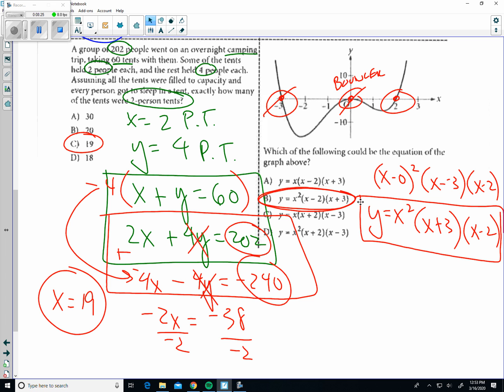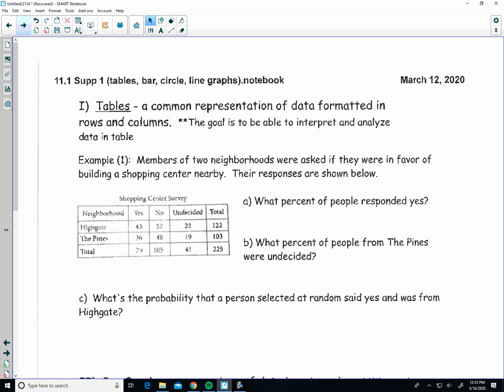All right, why don't you guys flip over the page there and we'll start talking about section 11.1b. Everything in this section is just going to give you data displayed in either tables or charts or bar graphs or pie graphs or line plots. So just a matter of you really being able to read data represented in a bunch of different forms. So we'll go right to example 1 here.